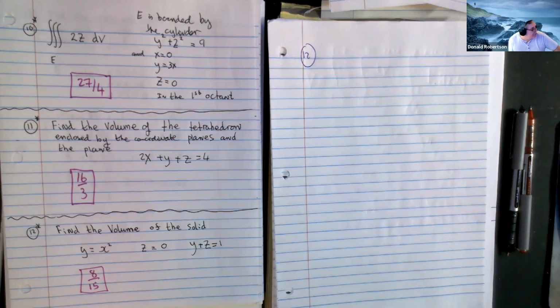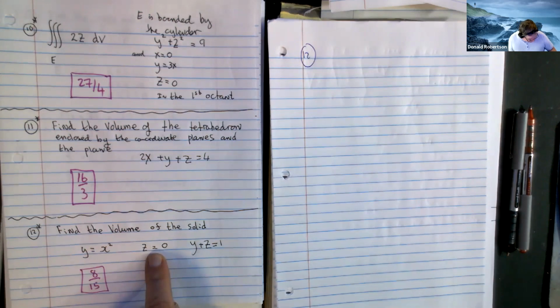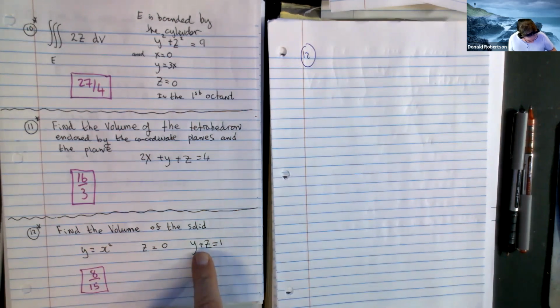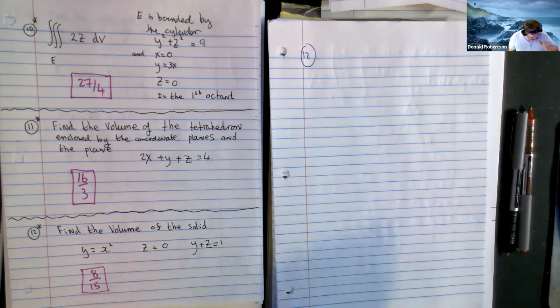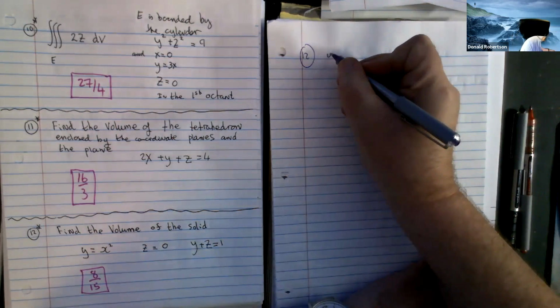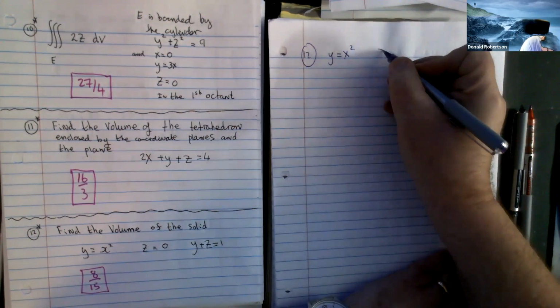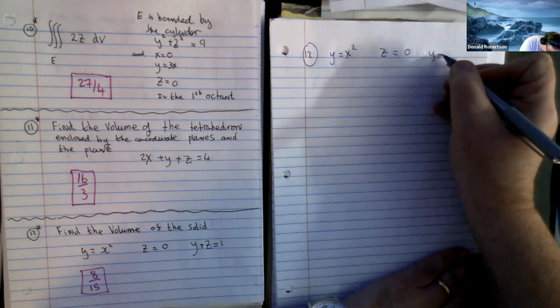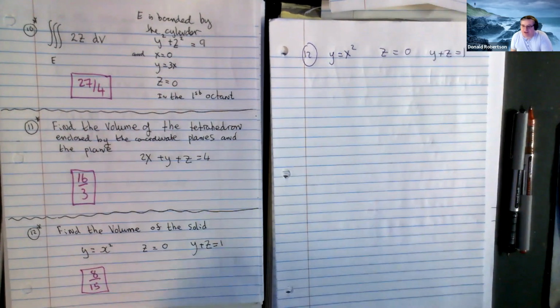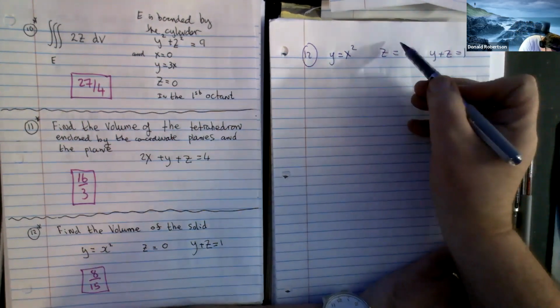It says use a triple integral to find the volume of the given solid. That's pretty close to it. And then they tell you that it's a cylinder y equals x squared, which is basically what that looks like, I guess. The plane z equals 0, and then y plus z equals 1. So we're given bits and pieces, and somehow or other, we need to get the limits of the x, the limits of the y, and the limits of z.